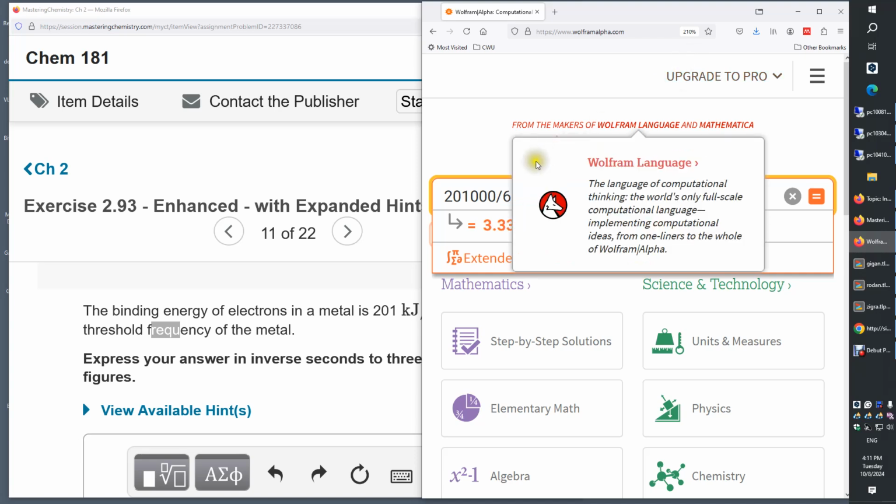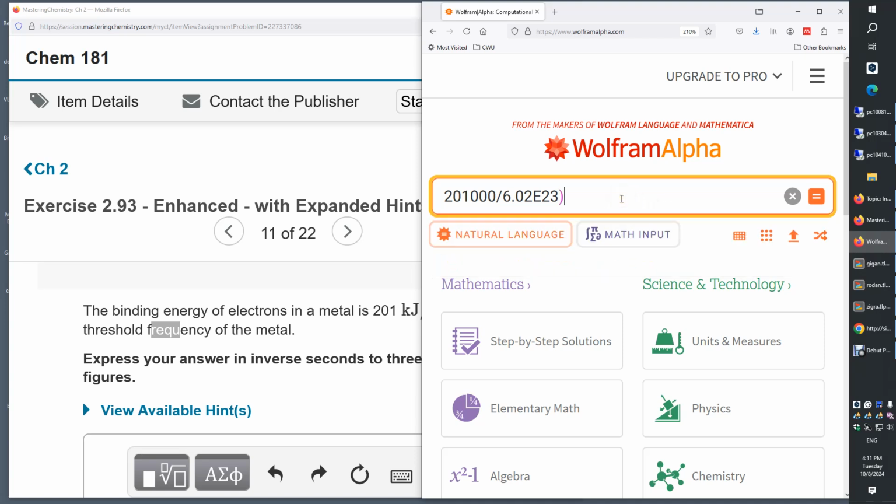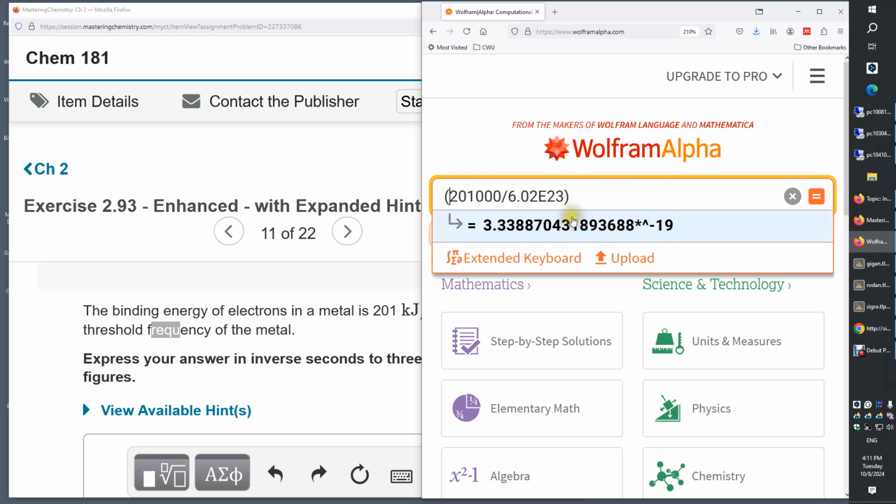Alright, how much energy do we need? 3.34 times 10 to the power of negative 19 joule. And that's the energy of the photon. Alright, we need a photon with this much energy.